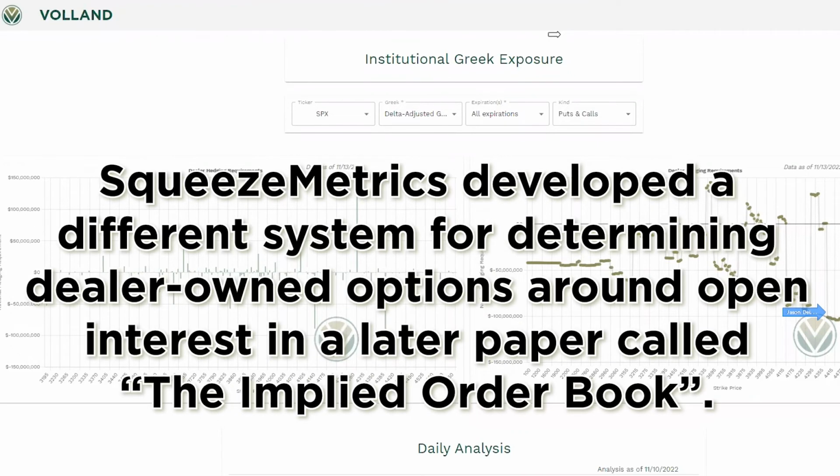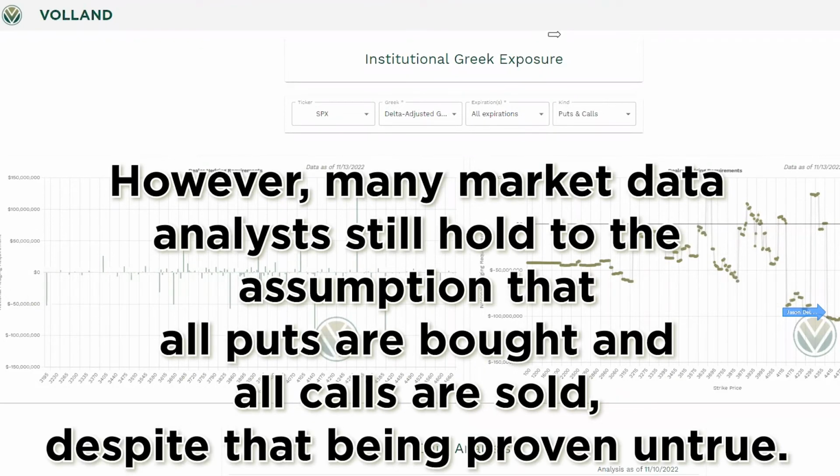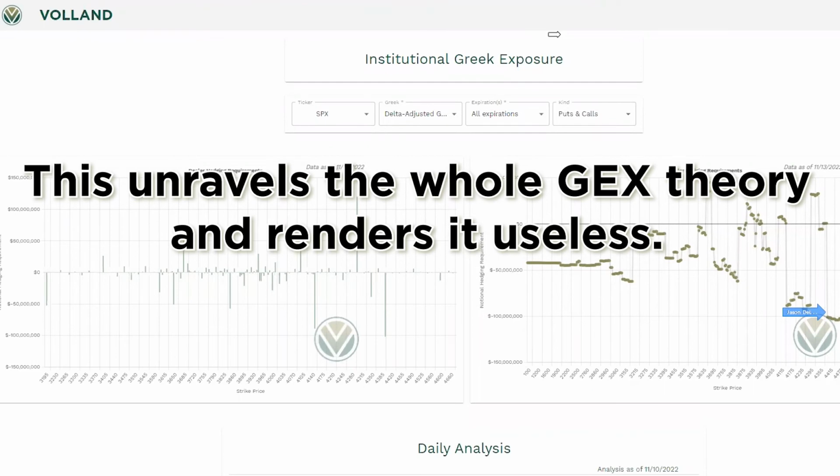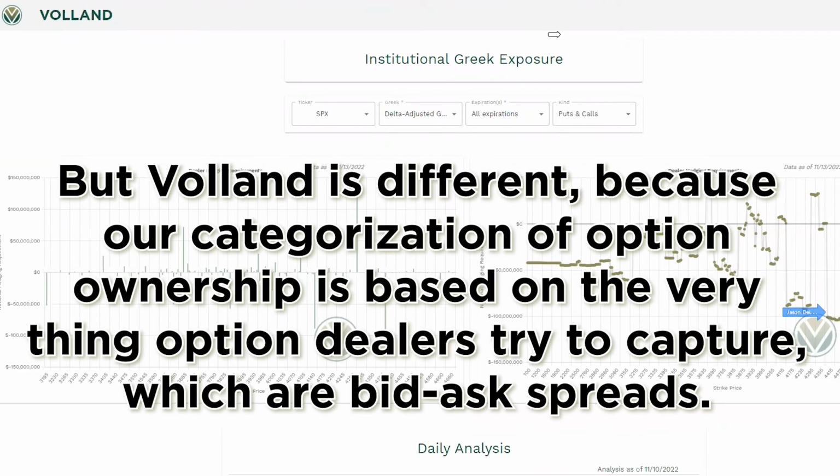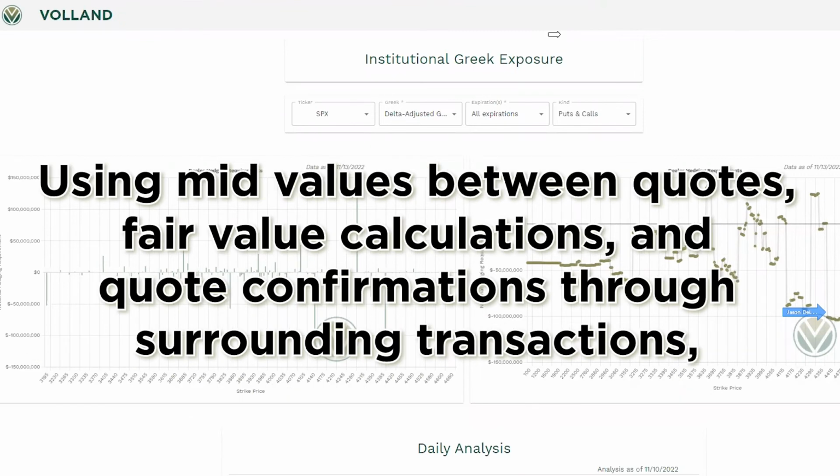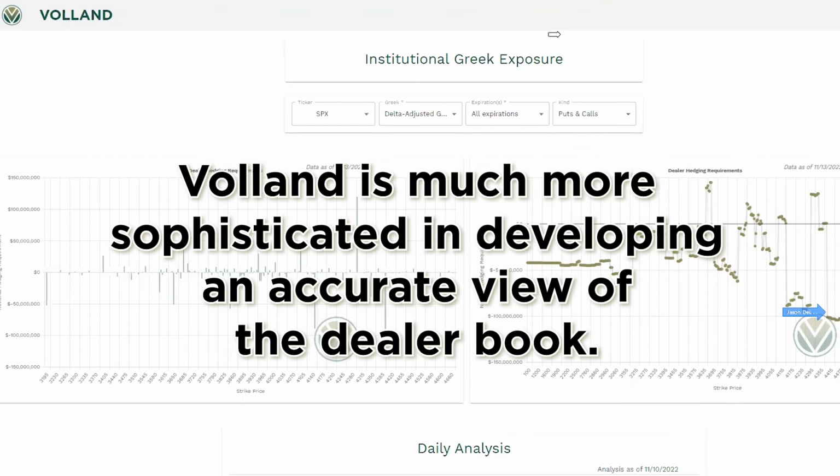Squeeze Metrics developed a different system for determining dealer-owned options around open interest in a later paper called the implied order book. However, many market data analysts still hold to the assumption that all puts are bought and all calls are sold, despite that being proven untrue. This unravels the whole JEX theory and renders it useless. But Volland is different because our categorization of option ownership is based on the very thing option dealers try to capture, which are bid-ask spreads. Using mid-values between quotes, fair value calculations, and quote confirmations through surrounding transactions, Volland is much more sophisticated in developing an accurate view of the dealer book.